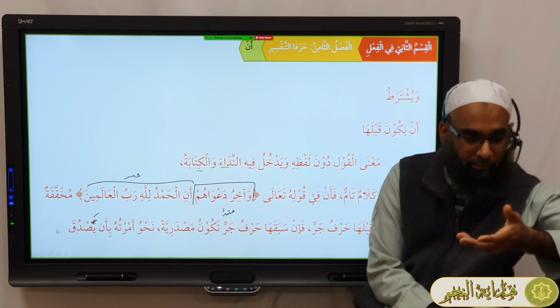Now this, and alhamdulillah rabbil alamin, is not doing tafsir of anything. It's not explaining a qawl. It becomes a khabar of akhiru da'wahum. That's why this an is mukhaffafa. Yeah, it's not a verb. So they have something else.